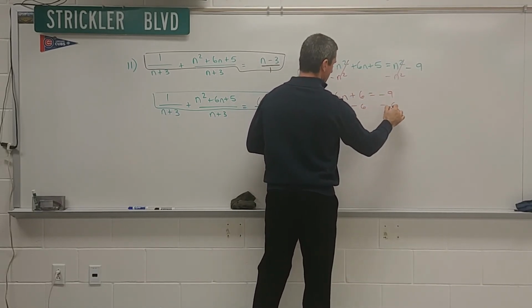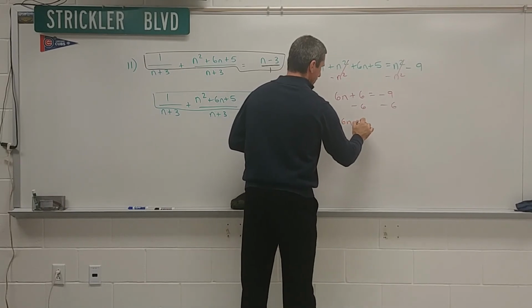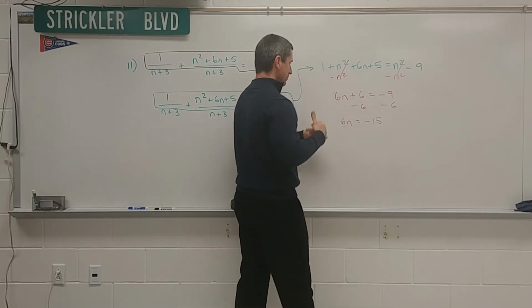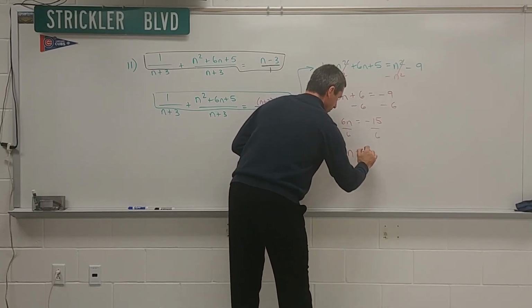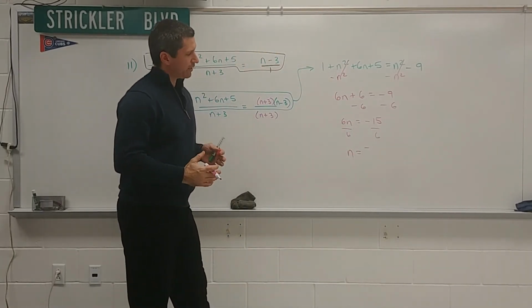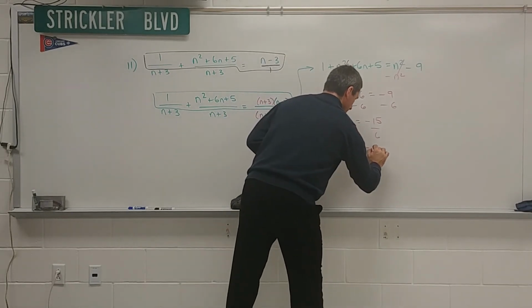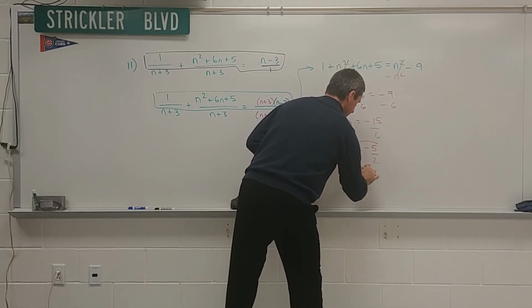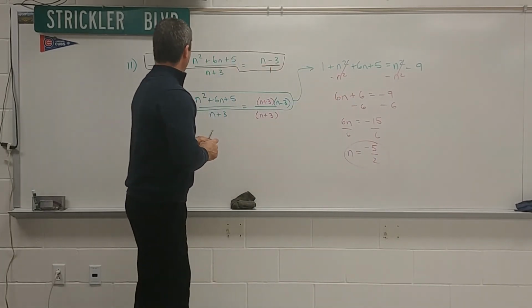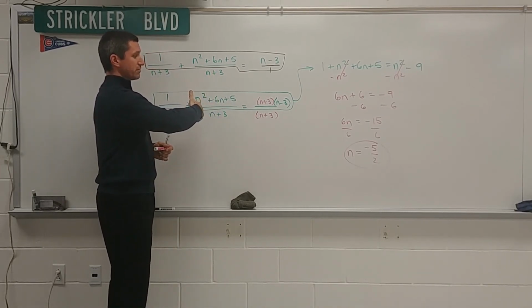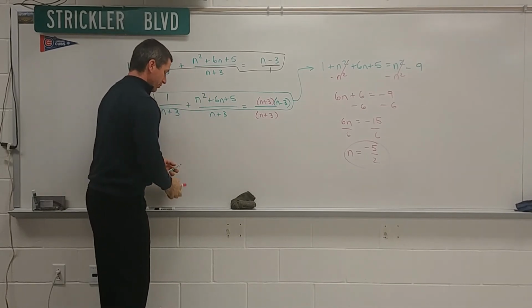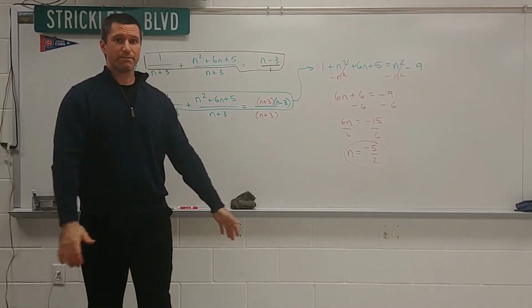Subtract 6 from both sides. 6n equals negative 15. Go, divide by 6. And we always simplify our answers, so divide both by 3. We get negative 5 over 2. That's going to be okay here. That's negative 2.5 plus 3 is positive 1/2. So we are good with that solution if it checks out.